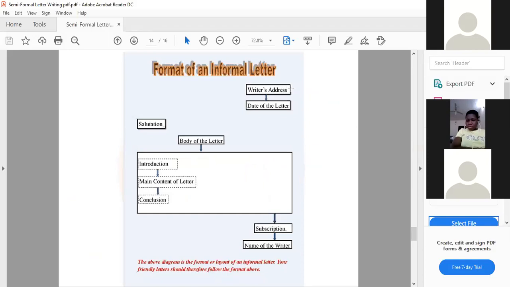I'll call you. You give me the address, I'll type. Another person will give me the date, I'll type. Another person will give me the salutation. Okay. So this is the format. Your writer's address is here.